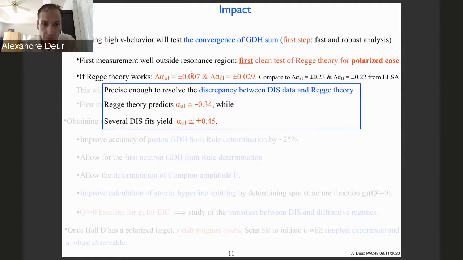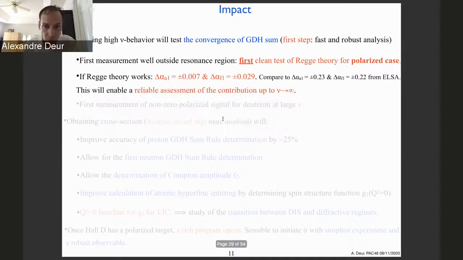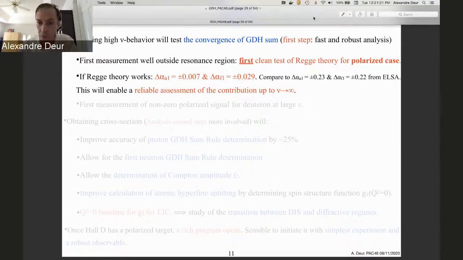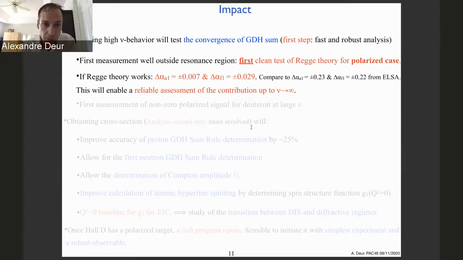This will be also precise enough to resolve the discrepancy between DIS data at low Q-squared and the Regge theory. Regge theory predicts that the A1 intercept should be negative, but all the DIS fits are yielding a positive value for the intercept. If Regge theory works, it will also enable us to make a reliable assessment of the contribution to the sum rule up to infinite energy. And if Regge theory works, we would also be providing the first measurement of a non-zero polarized signal for the deuteron in the diffractive domain.